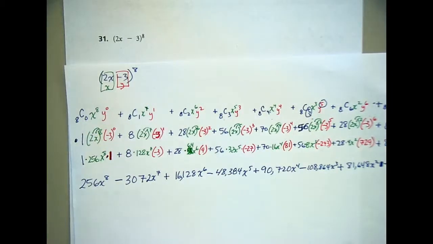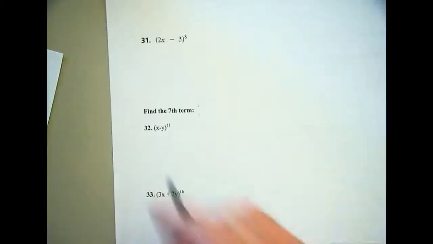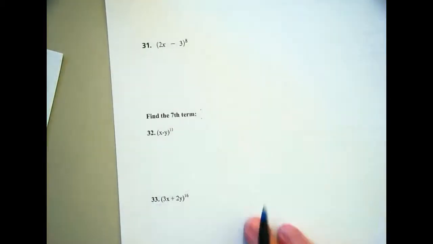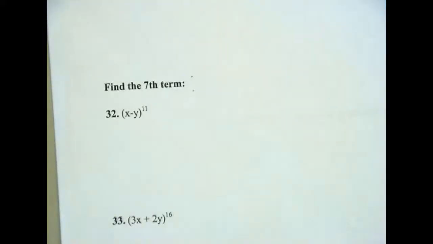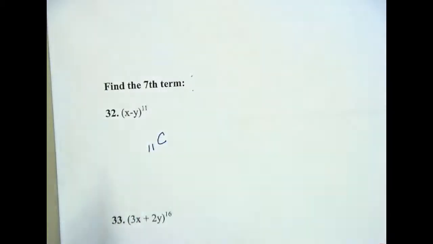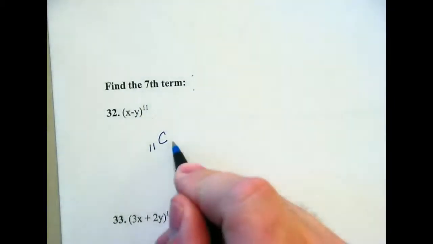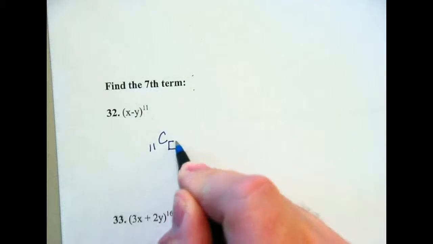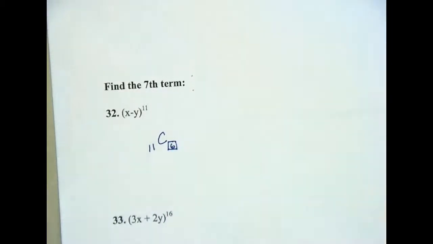Okay, so when you're going through the process of trying to find the seventh term here, we know that in this combination we're at 11 choose something. Well, if I'm trying to find the seventh term, tell your neighbor what number you're choosing here. 6. Good. You're choosing 6. Okay? Everyone with me on that?